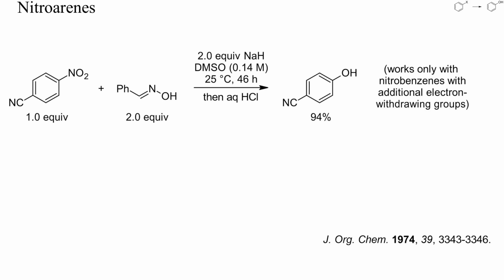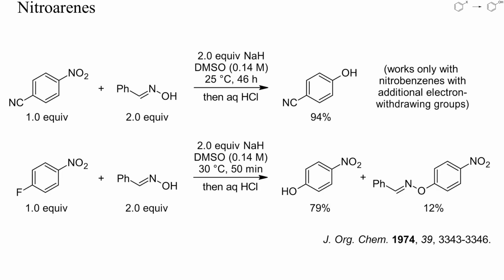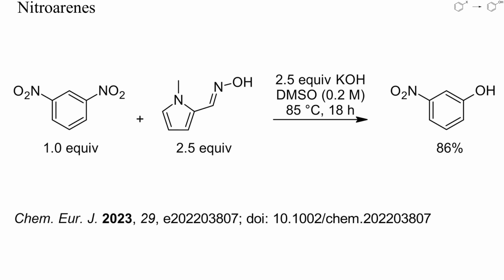The conditions shown here are only applicable to nitroarenes with additional electron-withdrawing groups. With 4-fluoronitrobenzene, exclusive displacement of fluoride occurred, and a mixture of 4-nitrophenol and the intermediate arylated oxime resulted. Instead of sodium hydride, potassium hydroxide can also be used as base.